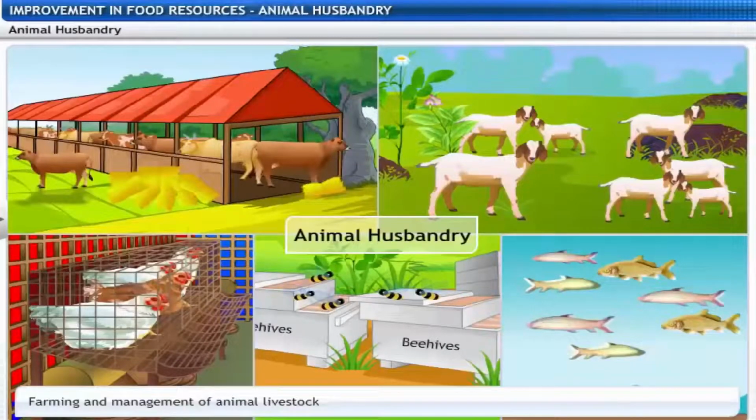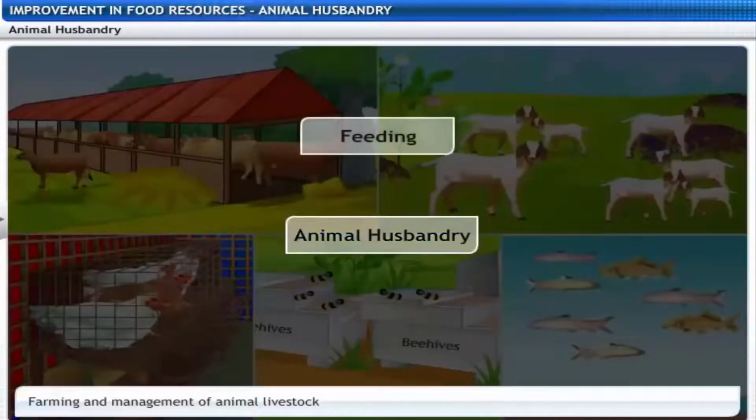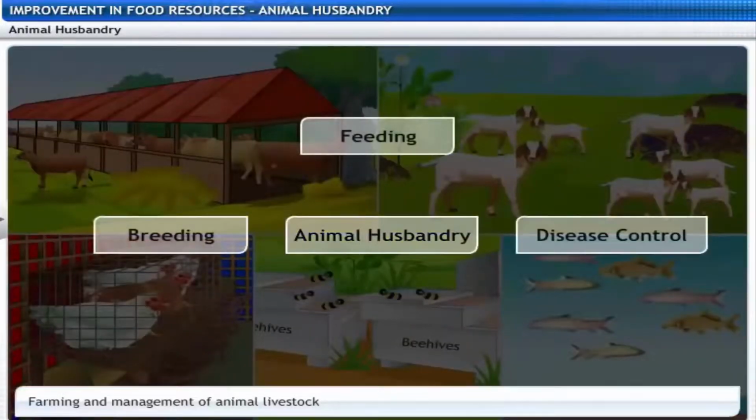Animal husbandry is the farming and management of animal livestock, including cattle, goat, sheep, poultry, and fish. It includes various aspects such as feeding, breeding, and disease control.